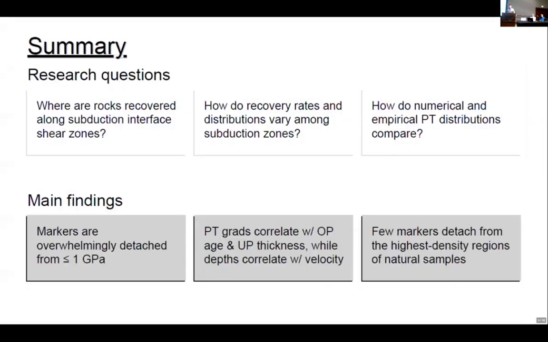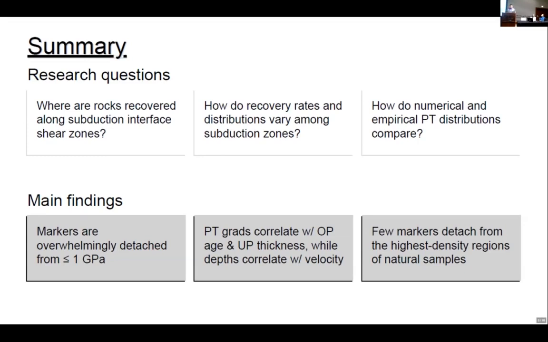This is a quick one slide summary of the work. Here we're interested in understanding where rocks are recovered along a subduction zone interface shear zone. Also, how do recovery rates and distributions vary from different subduction zone settings? And then how do numerical and empirical PT distributions compare?